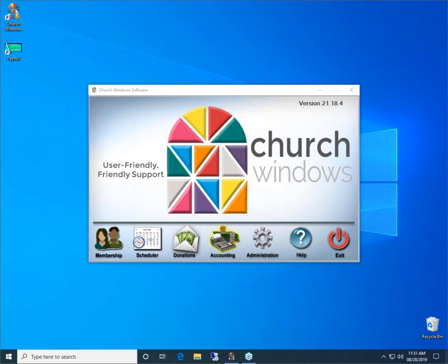We're here to talk about the Adjust Asset feature in Church Windows Accounting. Before we get started on that, a few things.